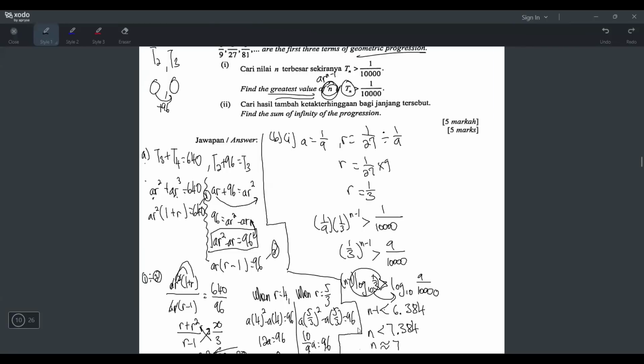7, 6, 5, 4, 3, and so on. But the reason you choose 7 is because they want the greatest value, so the greatest value is 7. That's the answer. Okay, let's do the last question here.